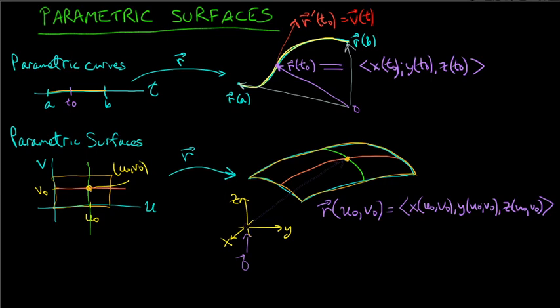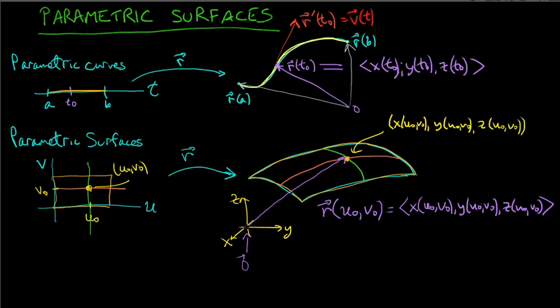Right. So again, I just want to emphasize that we're thinking about this purple thing as the vector, and I can draw the vector again here, to that point. But if you want the coordinates of that point, then it's just x of u0, v0, y of u0, v0, and z evaluated at u0 and v0.